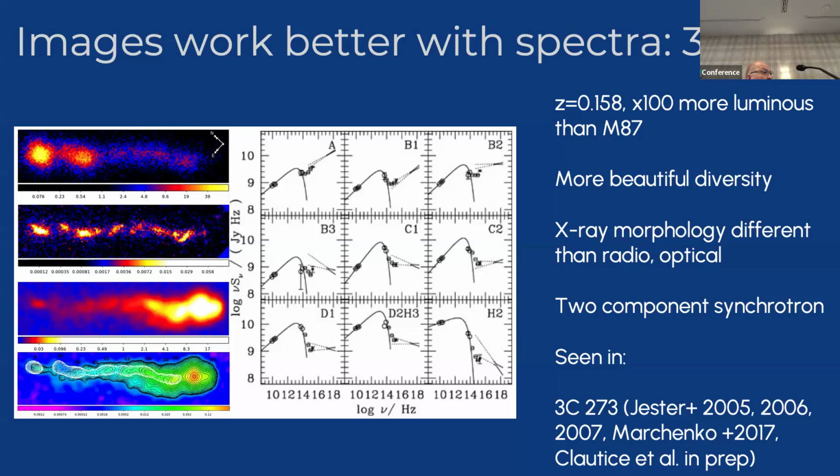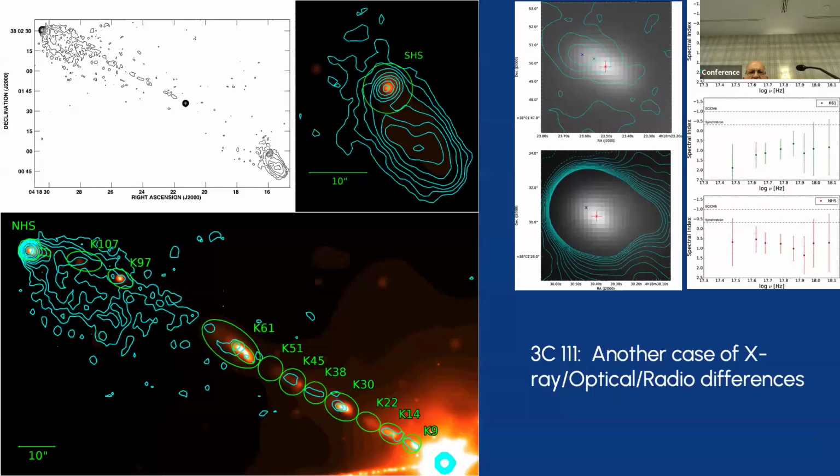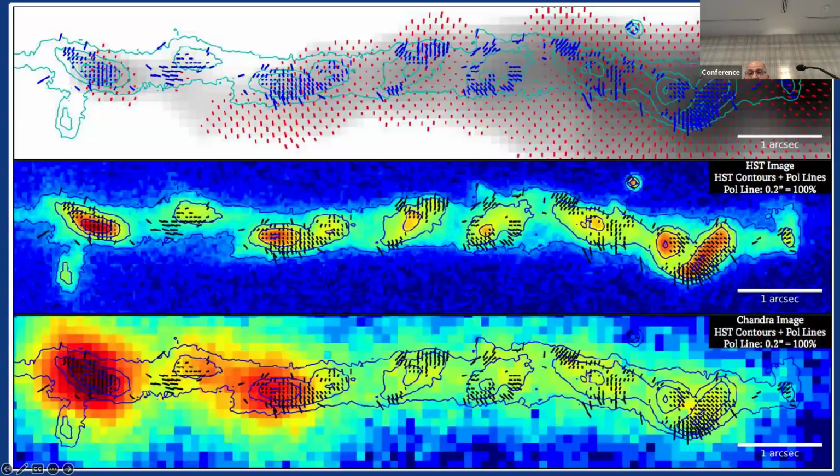This is from 200 kiloseconds of data. So even in the bright objects, you need a couple hundred kiloseconds to see the X-ray spectrum. By the way, this bit about different X-ray morphologies, it's common. So this is 3C111, and this is work again by Devon, and you can see that there are differences not only between X-ray and radio, but also X-ray and optical. All right, back to 3C273.